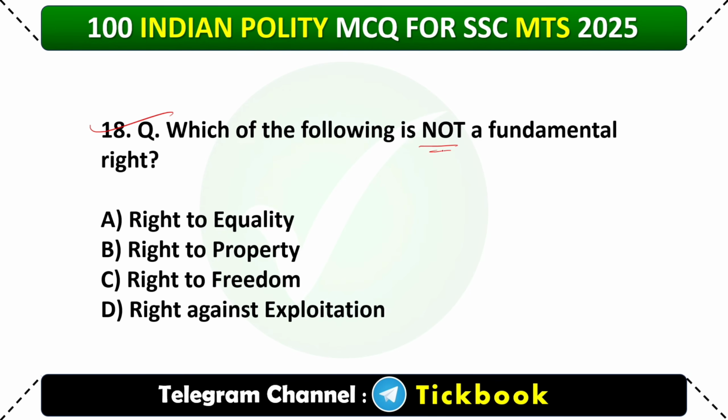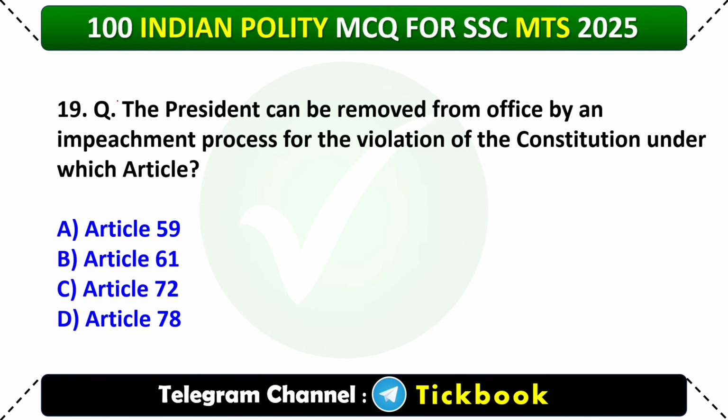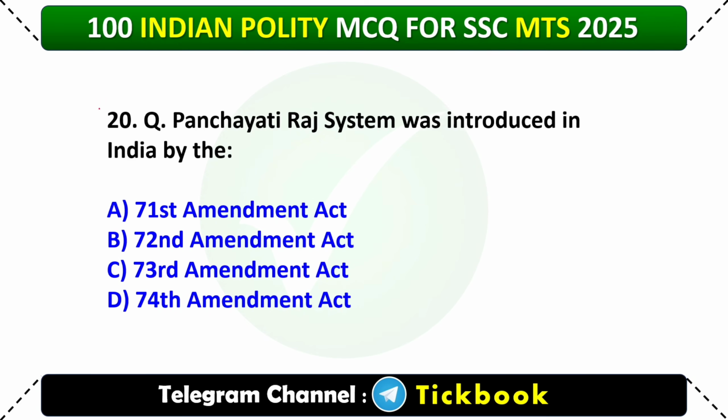18. Which of the following is not a fundamental right? Option number B, right to property. 19. The President can be removed from office by an impeachment process for the violation of the Constitution under which article? Option number B, Article 61.